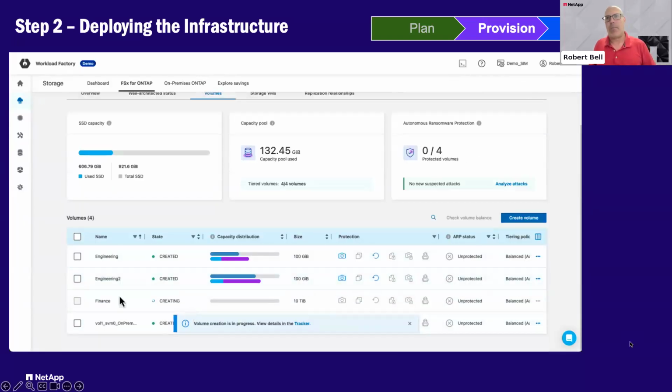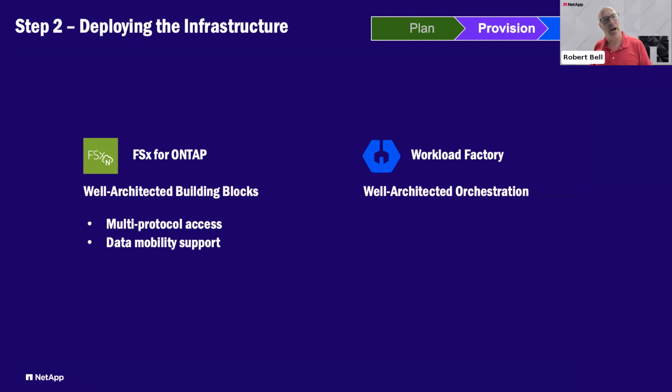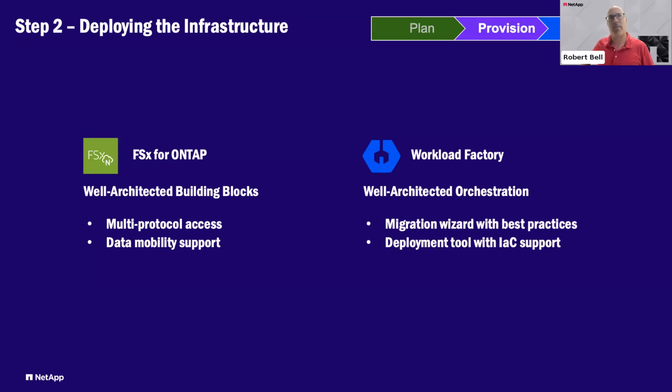Now, I want to move on to the next stage. So just to summarize this, the building blocks that we use would be multi-protocol access, the ability to have a volume that has multiple access, and the data mobility support, which allows us to move data from on-premises to FSX or from one FSX to another. But then the well-architected orchestration, the Workload Factory, has these migration wizards that have the best practices built in, and a deployment tool with infrastructure as code.